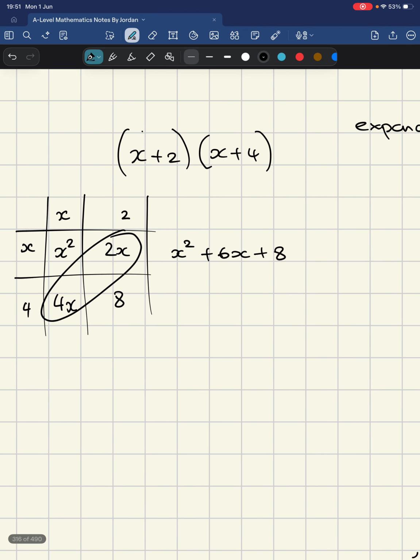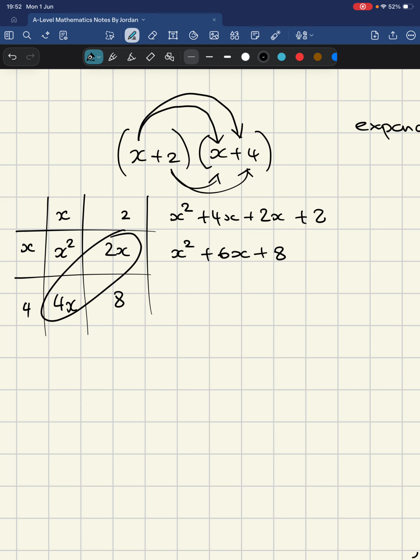The other way is what we call the FOIL method. x times x giving us x squared again. Any number times itself is something squared. Then we do the first times the last, x times the 4, which gives us 4x. 2 times the x, which is 2x. And we have 2 times 4, which is 8. You'll see again in the middle, this will turn into just 6x, which gives you the same as what we have there.